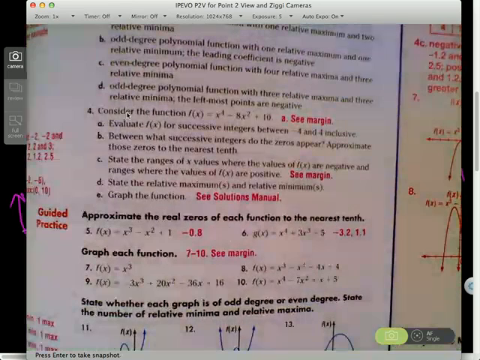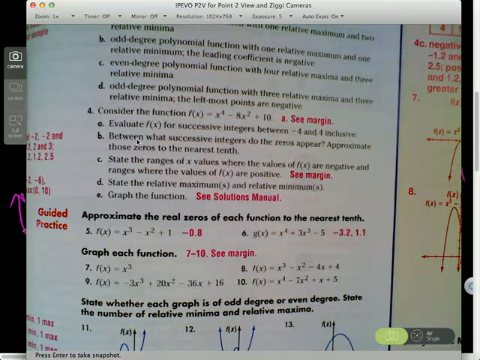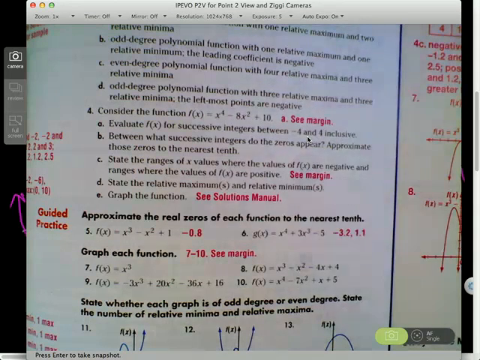Let's see, consider a function. Evaluate f of x for successive integers between -4 and 4 inclusive. So basically what part A is saying is make a table of values where you plugged in -4 through +4. And the way you evaluated those, you could have done direct substitution where you actually plug in -4 here and here, or we could have done synthetic substitution, which is a little bit quicker.